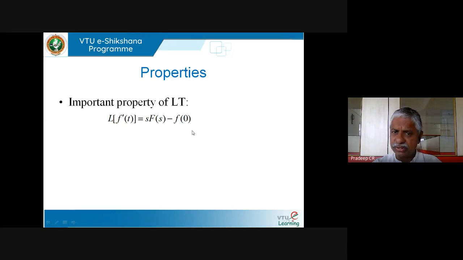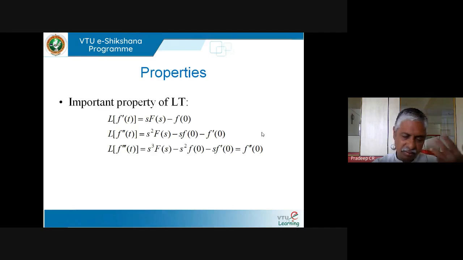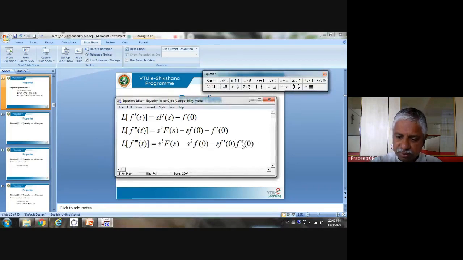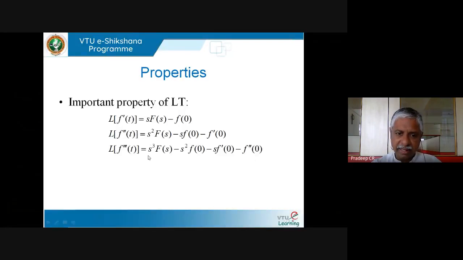This is the formula. I have not proved this. Just accept that. And using it twice, you will get L of f double dash t is s square F of s minus s f of 0 minus f dash 0. And use it thrice, four times, depending on the order of your differential equation. You will get these kinds of results. Oh, there is a small mistake here. This is not equal to, but this is minus. So this is what L of f triple dash is. I will not use this. In my class illustrations I will use only these two. But you should know such things exist.